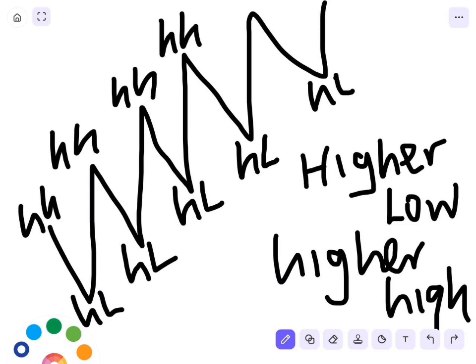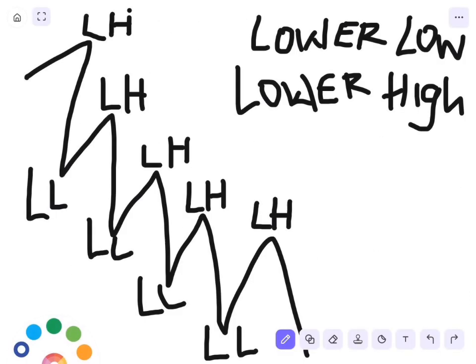So, let's see a downtrend. In this situation, the market is pushing to the downside, which is called a downtrend. You get it? So the downtrend consists of lower lows, lower highs, lower lows, lower highs, lower lows, lower highs. So you might be wondering, why did I start from market structure?